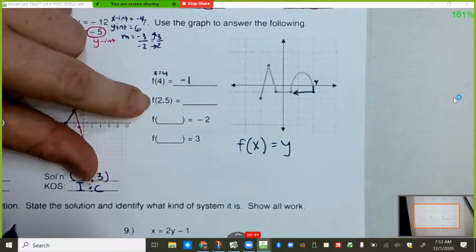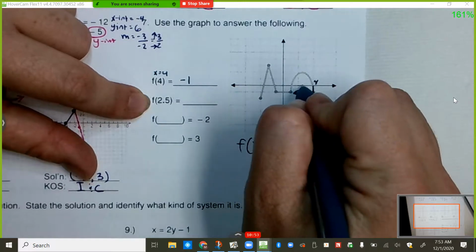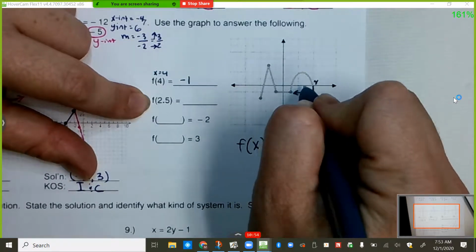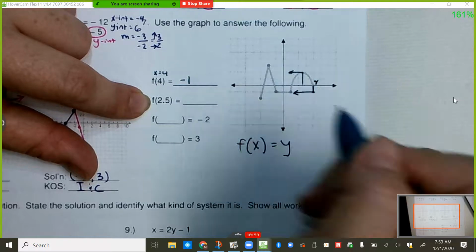Okay, here at f of 2.5, well, you'll see that it's actually up, and it's at a height of 2.